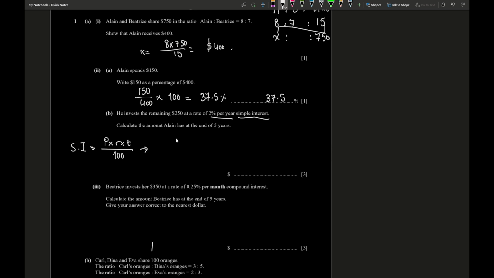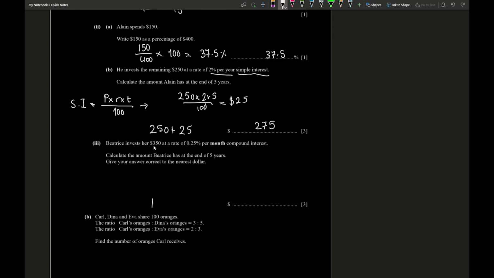We'll substitute our values into this formula. So 250 times 2 times 5 divided by 100 is equal to $25. ولكن هنا بيقول لك calculate the amount Alan has at the end of the 5 years, not the profit that he makes at the end of the 5 years. فاللي هتعمله to $250 الامount اللي كان عنده في الأول plus his profit. And this is equal to $275. Okay.